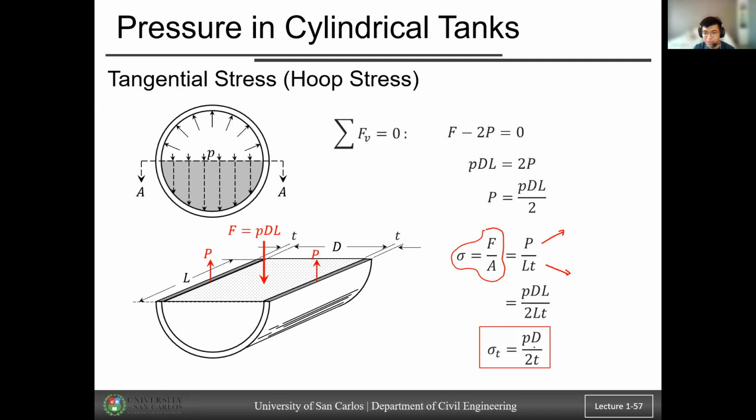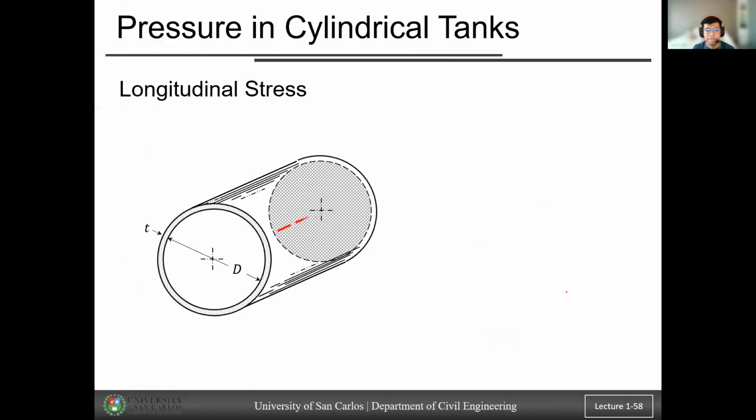Okay, so PD over 2T. Okay, so longitudinal stress, the force is pi d squared over 4 times the density of the liquid. Again, I think the density topic is discussed in fluid mechanics. So I hope that you have your fluid mechanics. If not, I'm not sure, you are still second year, right? Second year? Third year? Third year probably.